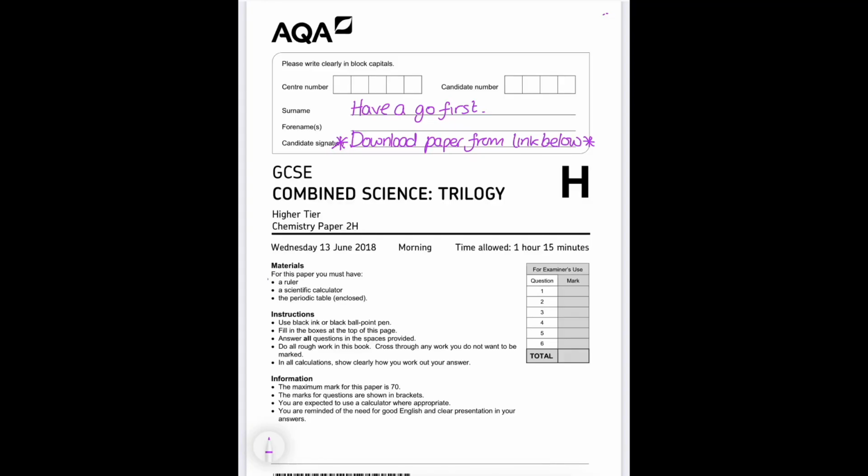In this paper, we will be looking at the Chemistry Paper 2 from the year 2018. Please make sure that you have a ruler, a scientific calculator, and the periodic table to hand. I would also strongly suggest that you print out the paper and have a go for yourself first.